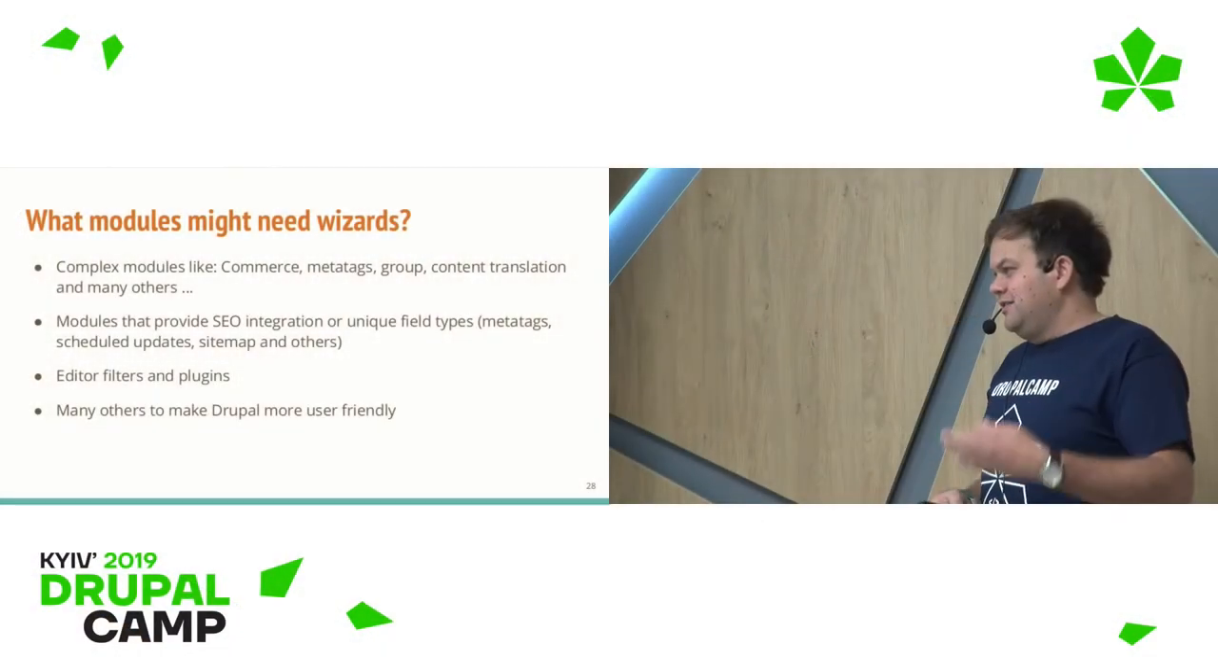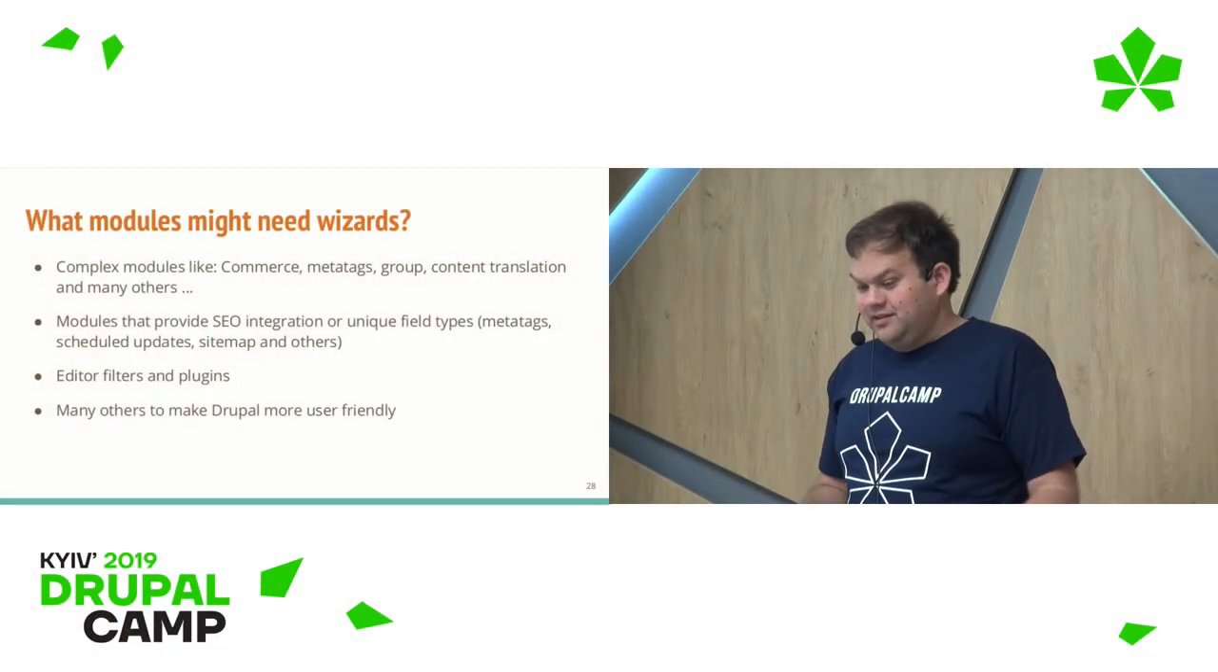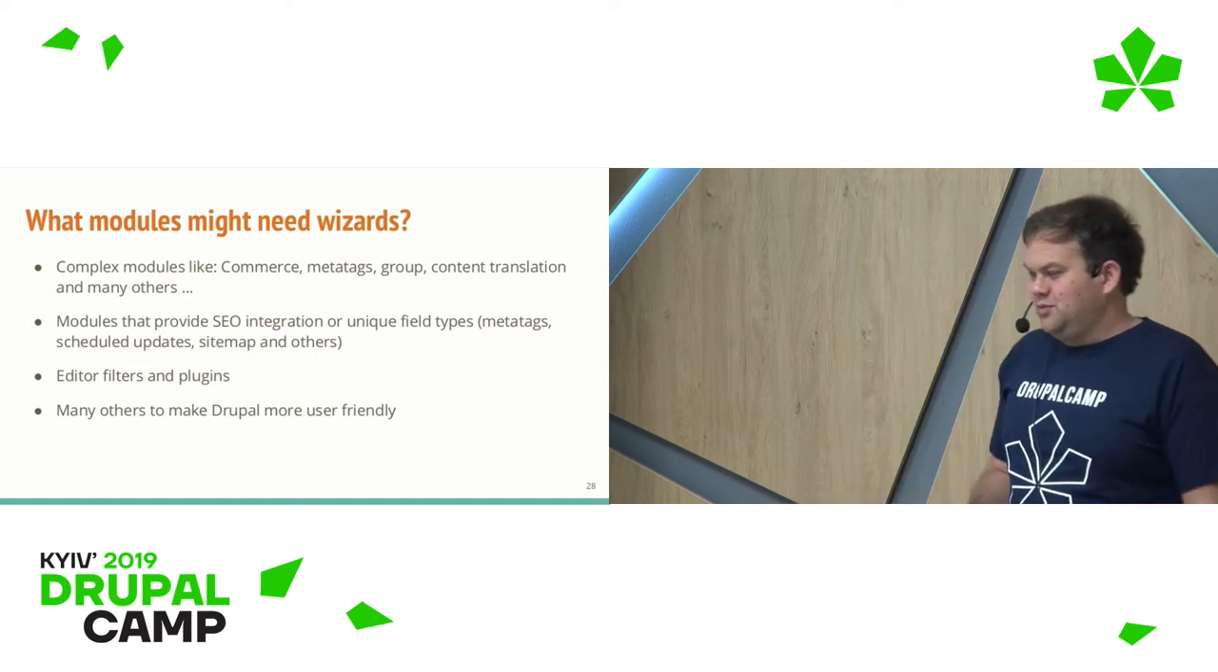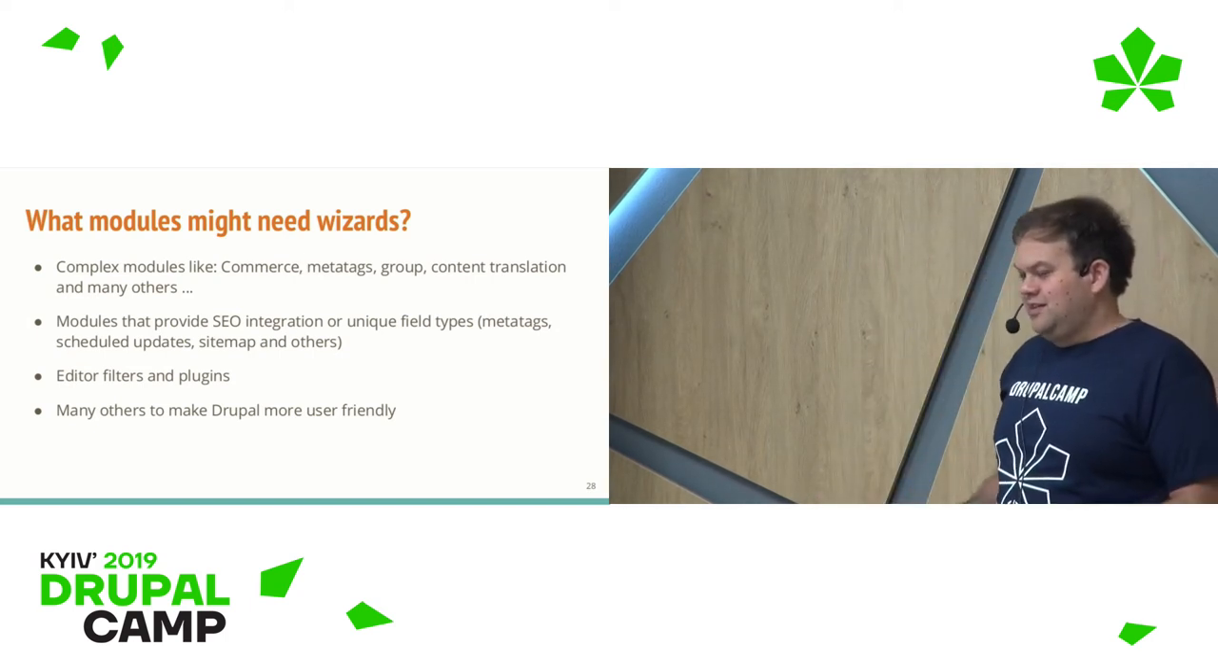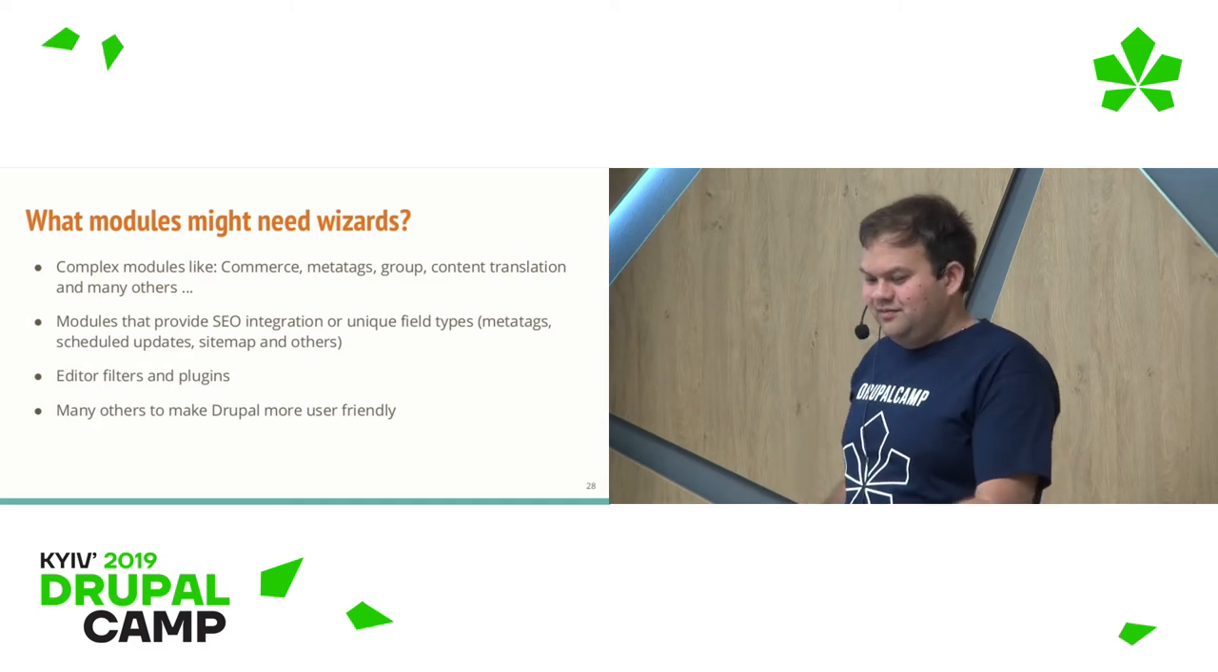Then some modules like scheduled updates. So if you just want to publish your node at some point in time, why would you need to do so many steps to cover this operation? Then editor filters and plugins. So you install the plugin that adds three columns in your CK editor. You install the module, but it's not enabled in the CK editor. You just need to go there to all your text formats and do this manually. And of course, all other modules, I think it would be really nice if all modules had this. So this should be mostly in core.